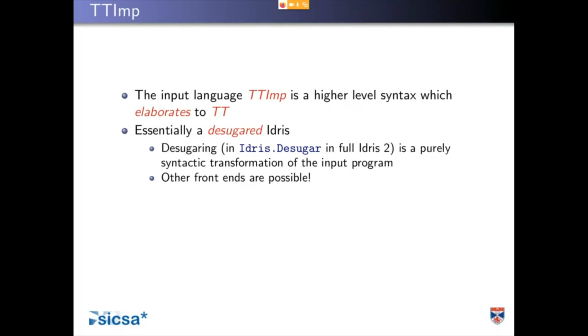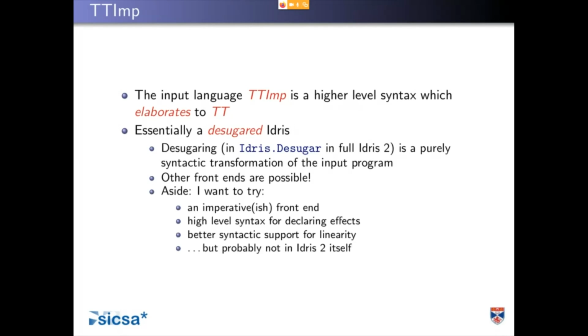It's a little bit more complicated when it comes to interfaces and implementations of interfaces. There's a little bit of context that it needs to look up to find out what the methods are, for example. But basically, it's a syntactic transformation. So we don't need to worry too much about that for today. But I do want to mention it because I think it would be really interesting to try front ends to TTImp that take a different form from Idris itself.